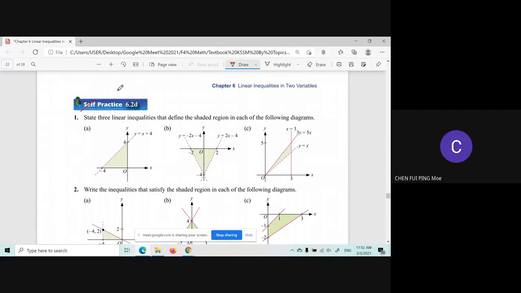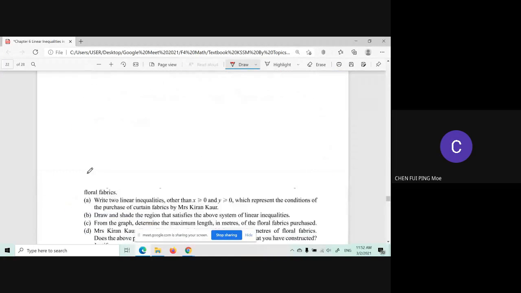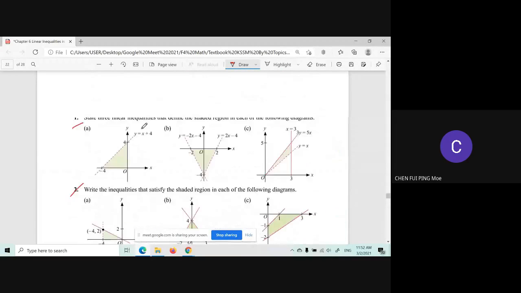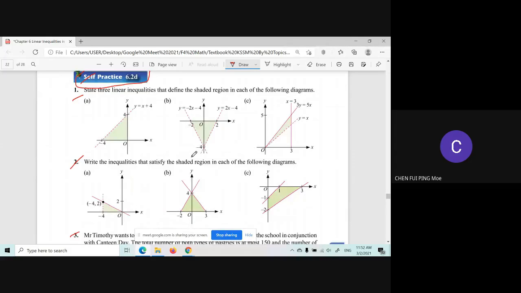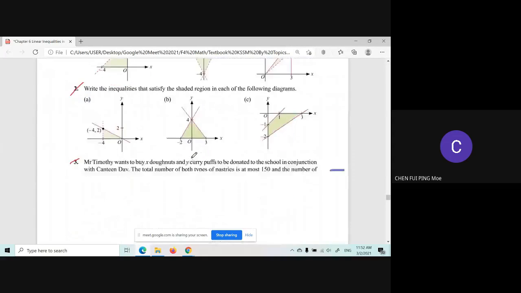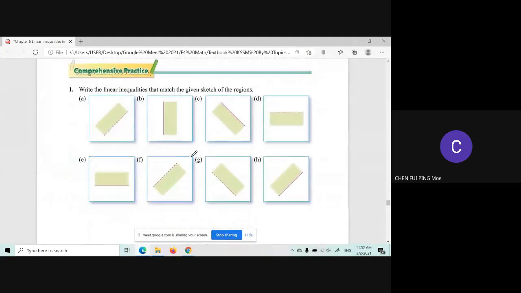So now your homework for today, 6.2D, question 1, question 2, 3 and 4. Do everything. So 6.2D. I will stay online from now. Any question you want to ask, you can always WhatsApp me or WhatsApp in the group. We can discuss in the group actually. Okay, 6.2D. If you have no question, I will end the class now. Any question, you just ask.